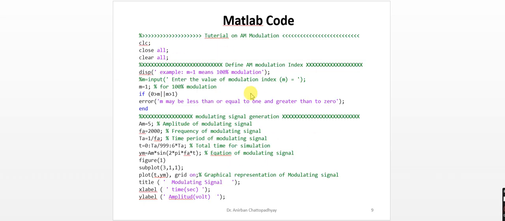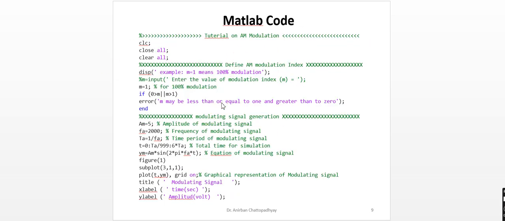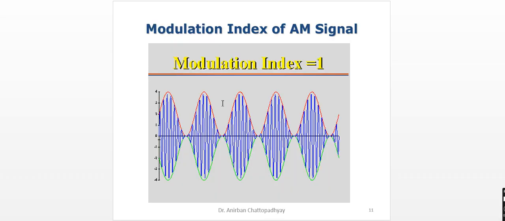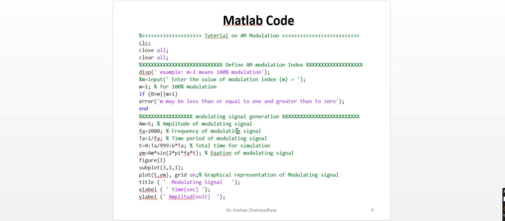Now this is the MATLAB code of the different amplitude modulations, that means under modulation, over modulation, and perfect modulation. You can go through it, and I will explain it. Suppose the first condition, I prefer the input. Here the first condition is m equal to 1, that means 100% modulation or perfect modulation.